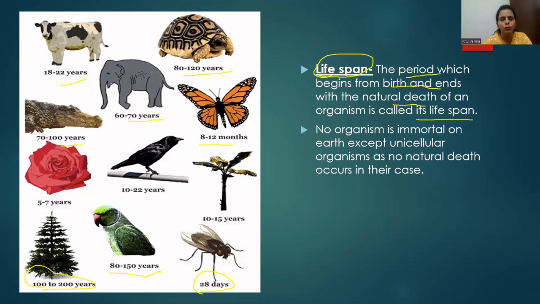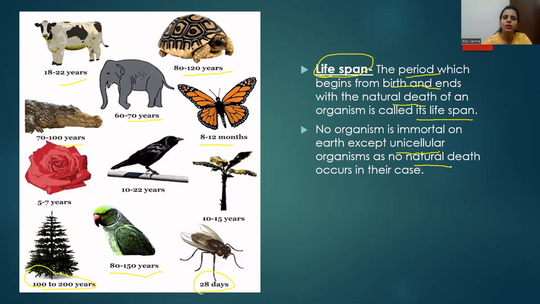So you can see that these organisms belong to different species, and organisms which belong to different species have different lifespans. They can live for different numbers of years based on their species. Now remember, no organism present on this earth is immortal except unicellular organisms, because for unicellular organisms there is no natural death. You will understand this further in this unit when we learn about different types of reproduction.